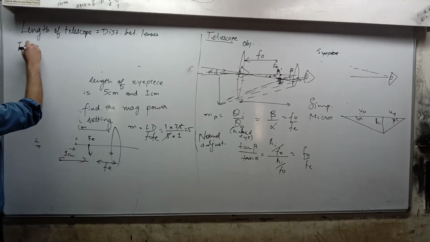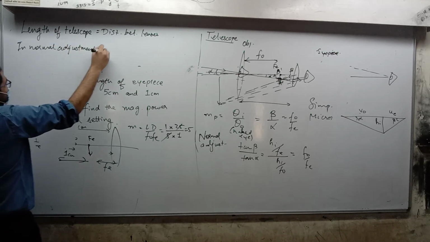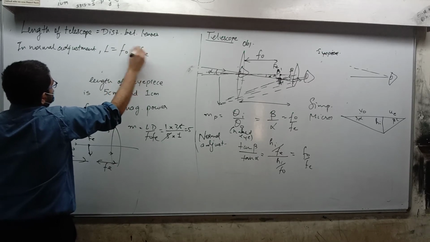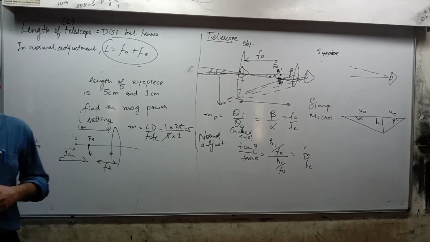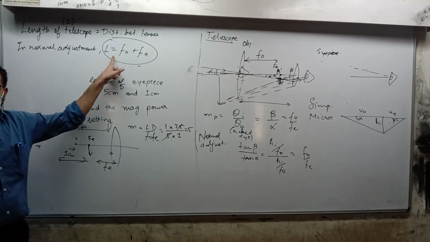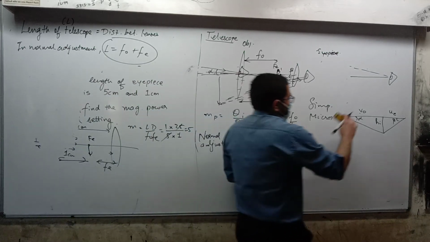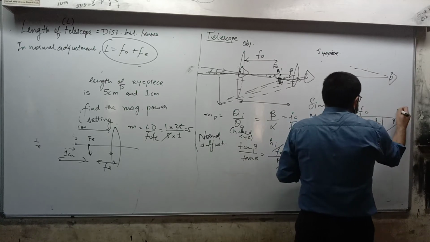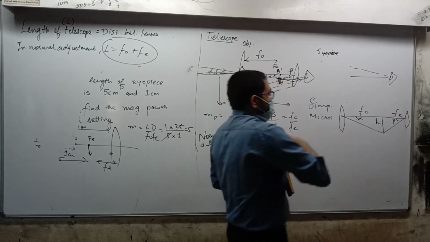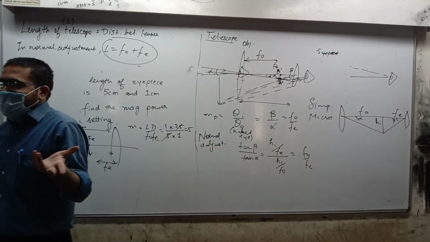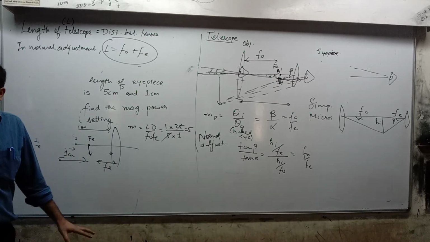Now, in normal adjustment, you have L is equal to FO plus FE. Is this understood? I'm writing this length as L. I know it's confusing, but we don't have another symbol. Think about it. What do we have in normal adjustment? Here comes FO, here comes FE. This is the focal length of the objective, here is the eyepiece. What is the distance between these two? FO plus FE. Got it? Okay? So that's what we have.